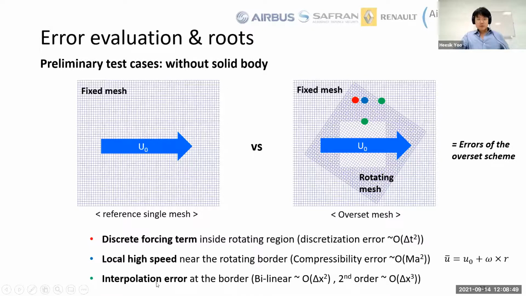And of course, since we are using an interpolation, the numerical error coming from the interpolation will be added. So I think in the end, the errors of the overset scheme will sum up all those three factors. It is very difficult to decompose each component, but still I think it will be interesting to see the numerical results while keeping these factors in mind.